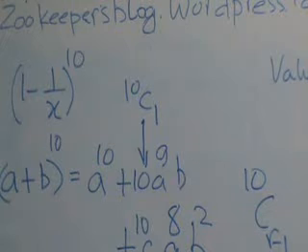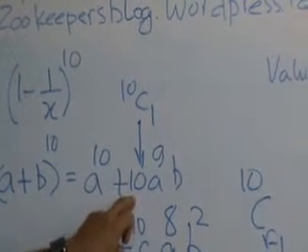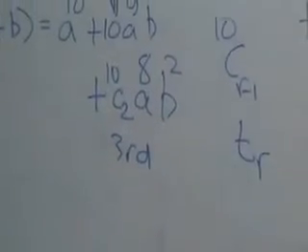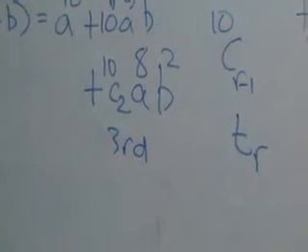In the third term you have 10c2. In the second term you have 10c1. In 2 you have 1. In 3 you have 2. It's a simple pattern recognition, and this sequence is clear. So obviously the rth term has 10c r minus 1.